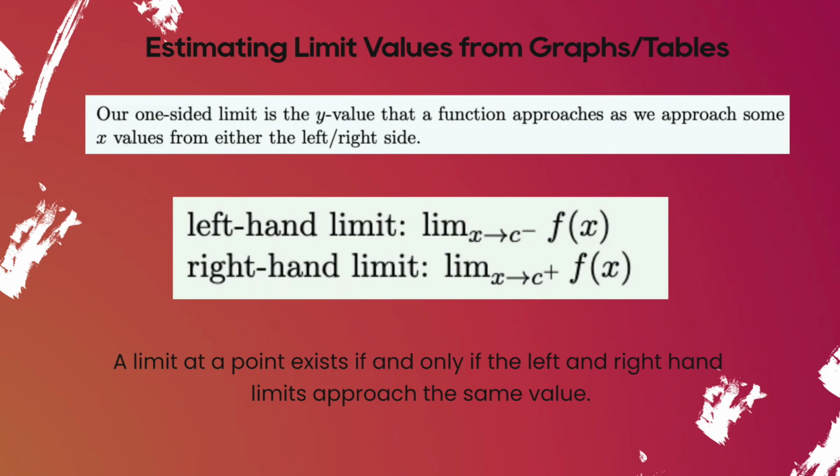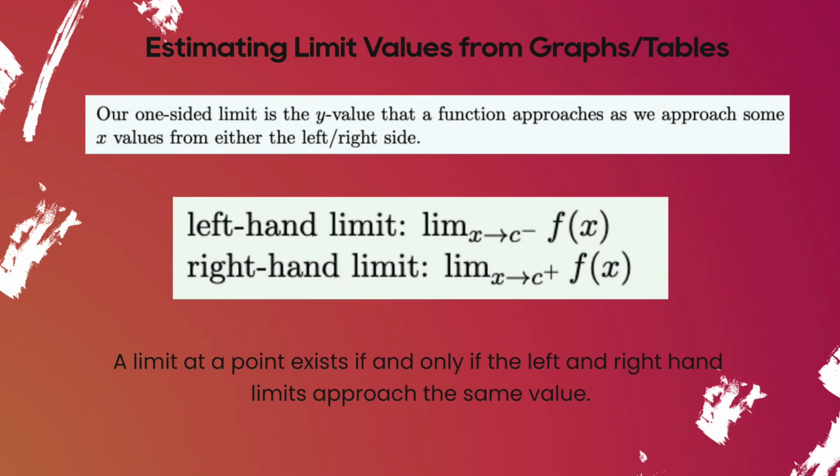So basically, that's when left and right hand limits come in. It's important to be able to estimate limit values from graphs and tables. A one-sided limit is the y value that a function approaches as we approach an x value from either the left or the right side. The left-hand limit is the limit as x approaches c with a minus sign of f of x, and the right-hand limit is the limit as x approaches c with the positive sign of f of x. The right-hand side means it's coming from the positive x, while the left-hand side means it's coming from negative x.